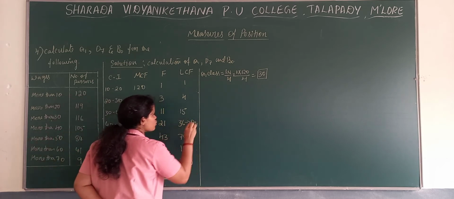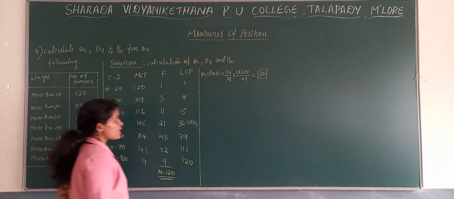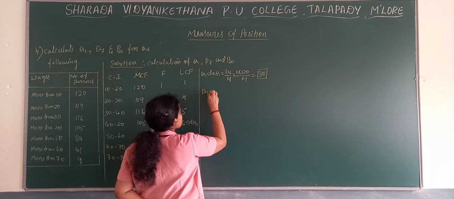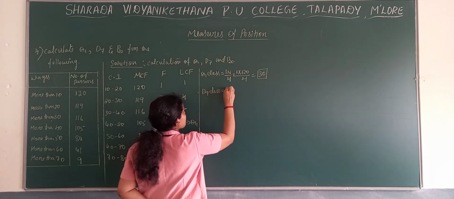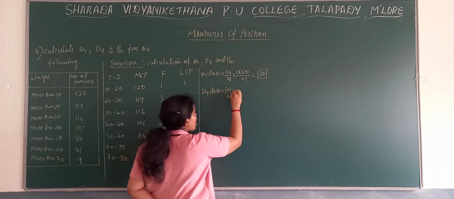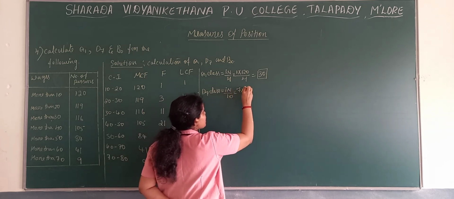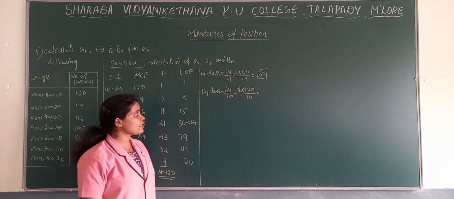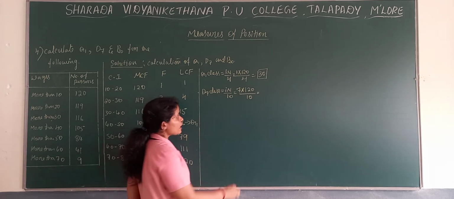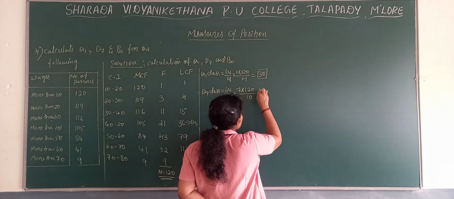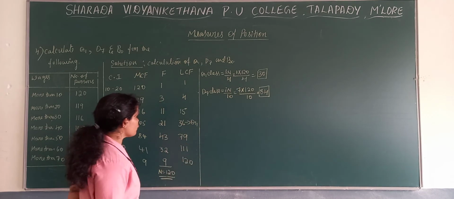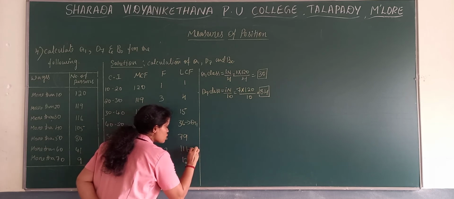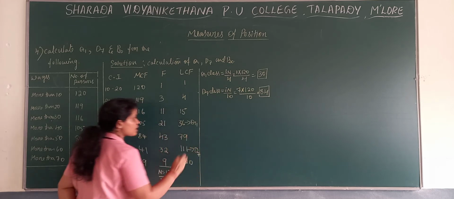So this is your Q1 class. Next you write about the D7 class. For D7, the formula is IN by 10. I is 7 here, and N is 120 divided by 10. So 7 into 120 by 10, we get 84. Now check in your LCF where that 84 will fall. 84 will fall here, in case of LCF 111. So this is your D7 class.